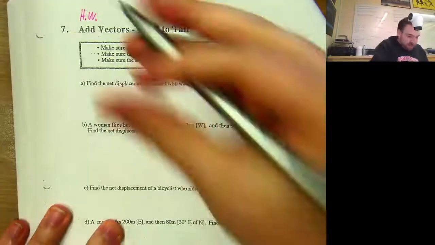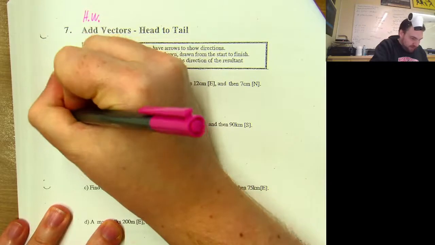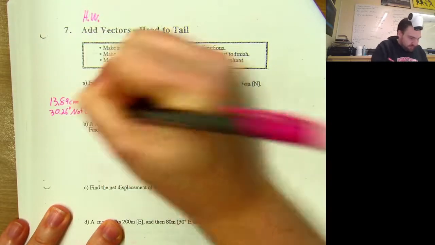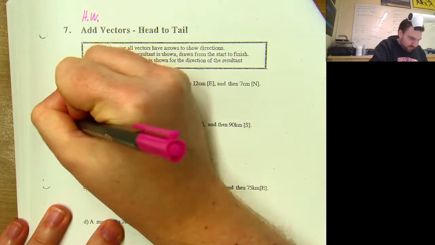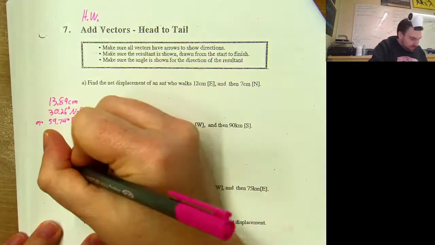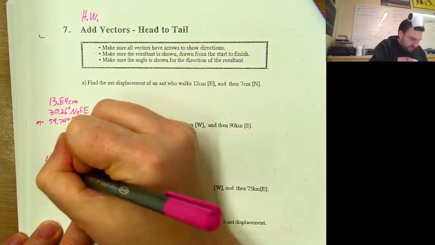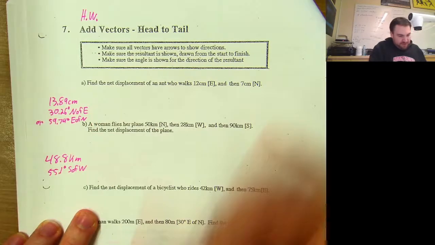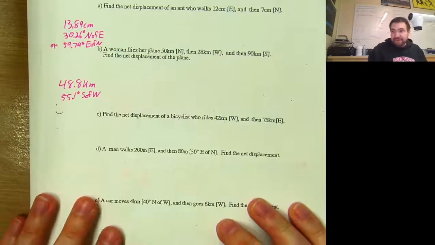Let's put them on the left. This one's 13.89 centimeters, 30.26 degrees north of east, or 59.74 degrees east of north. This one is 48.8 kilometers. We got 55.1 degrees south of west. I'm not going to put the other one. I mean, you see it's 90 minus, right, to get there. You guys are smart. You can figure that out.